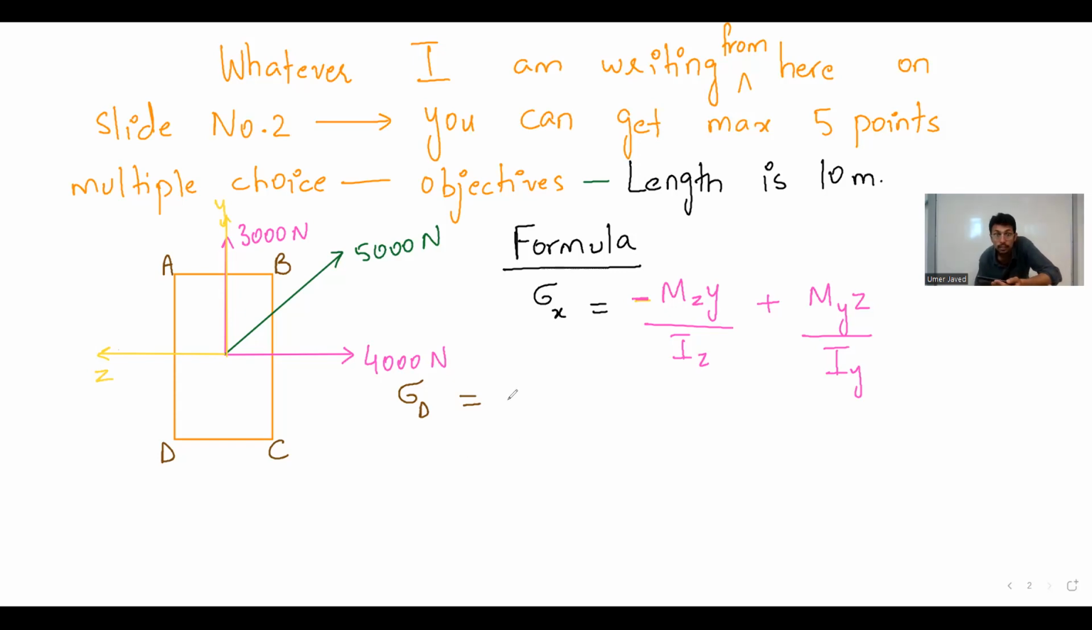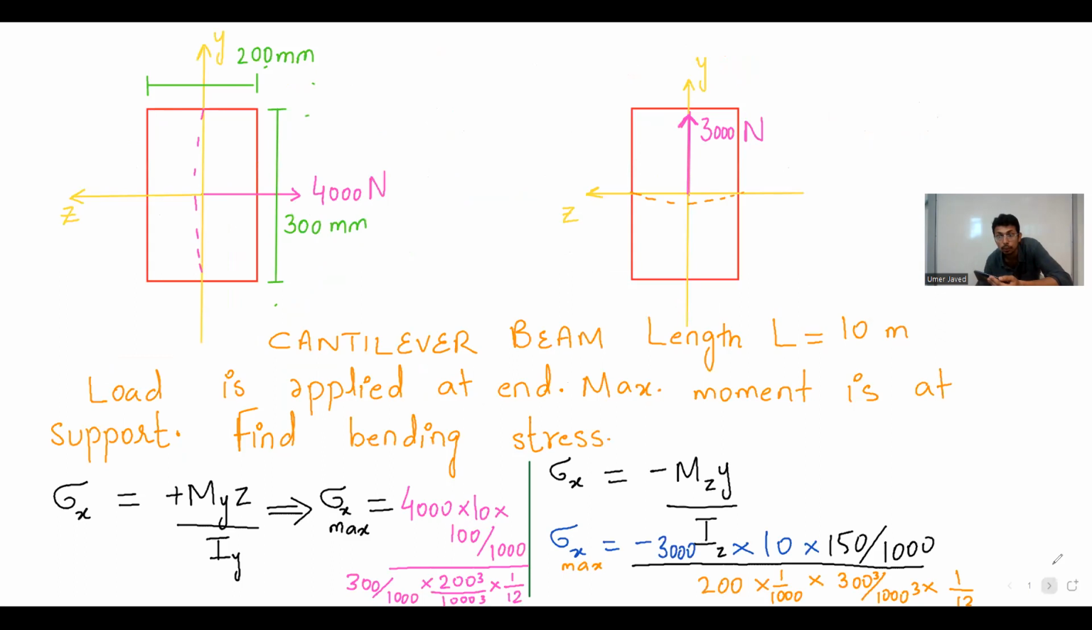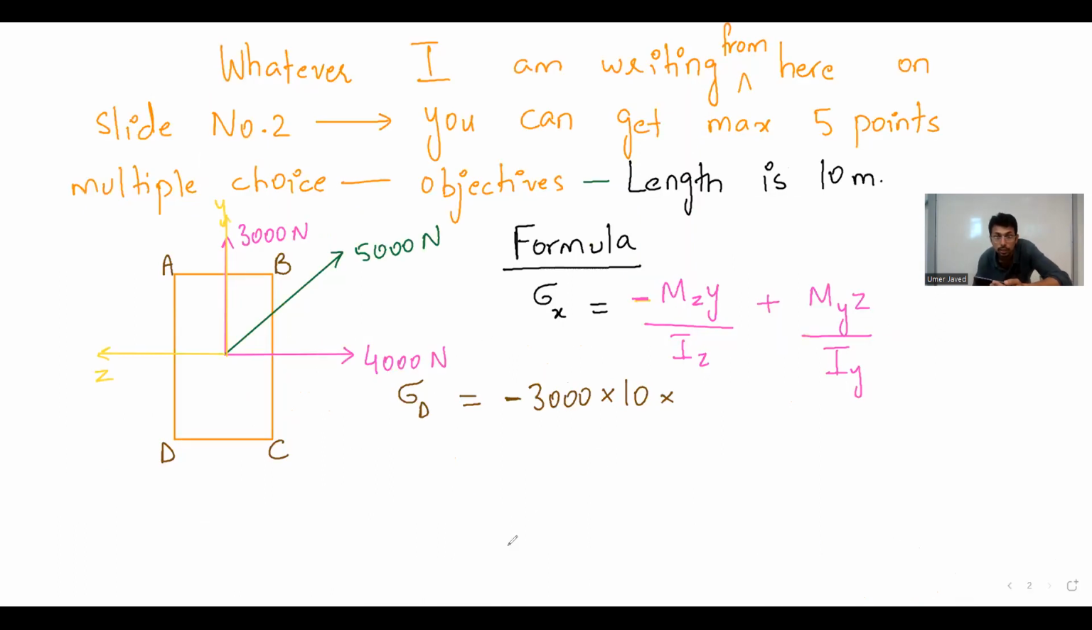So it will be minus, 10 meter is the length. So Mz will be, I don't know, 3,000 multiplied by 10 multiplied by, what is the value of Y? We have to go back. 300 millimeter by 200 millimeter. So let me just make the dimensions. 300 millimeter by 200 millimeter. So you have to bear with me. 300 millimeter by 200 millimeter. Agreed?